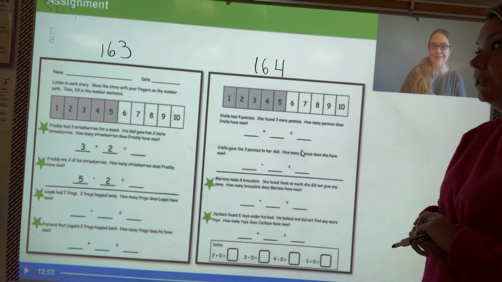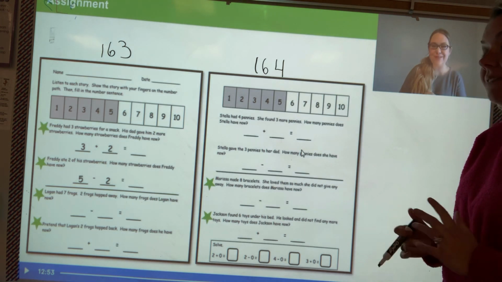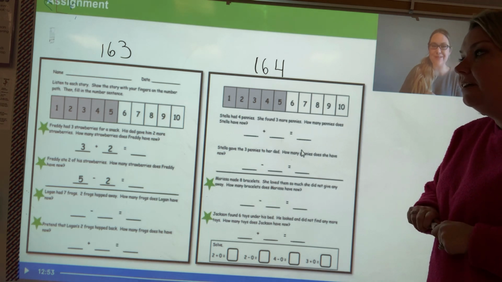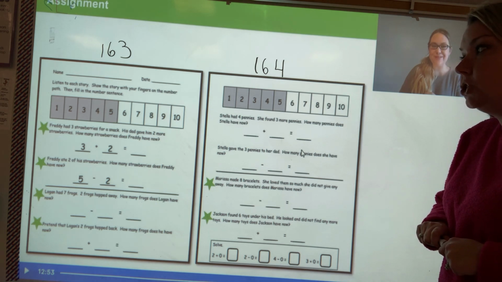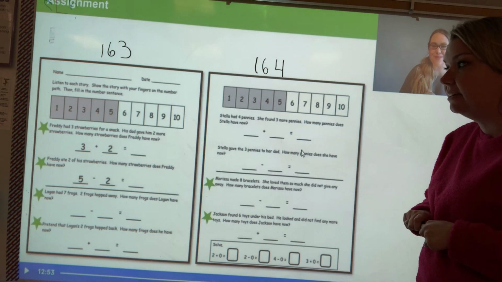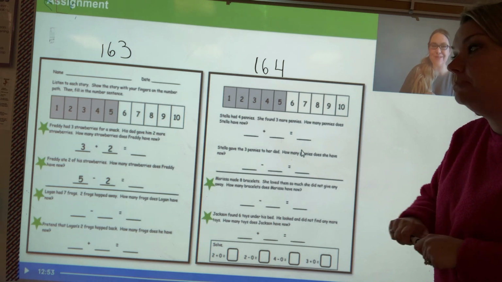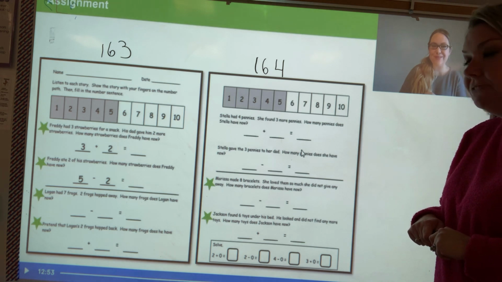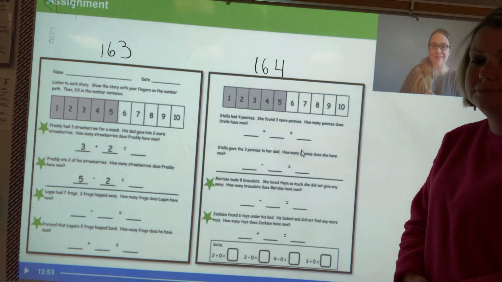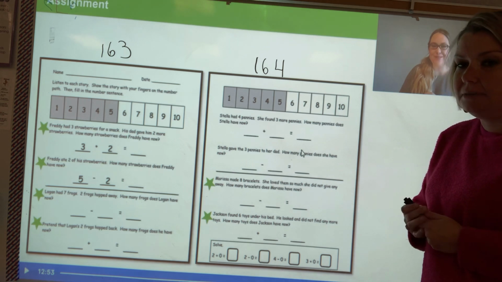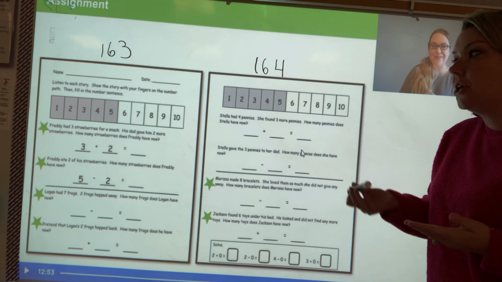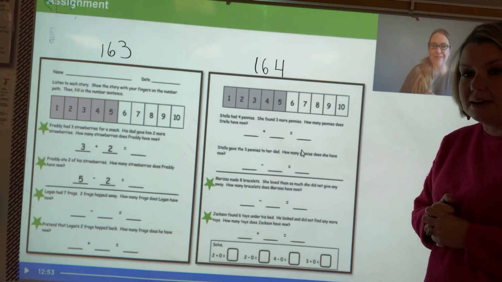Story with your fingers on the number path. Then fill in the number sentence. All right. Freddie had 3 strawberries for a snack. His dad gave him 2 more strawberries. How many strawberries does Freddie have now? Let's think about that. So, Freddie has 3 strawberries for a snack.